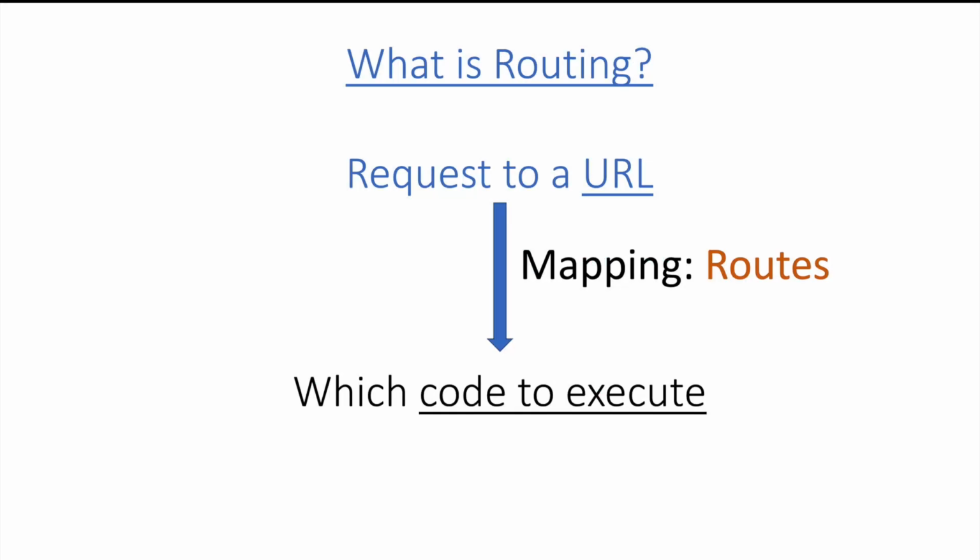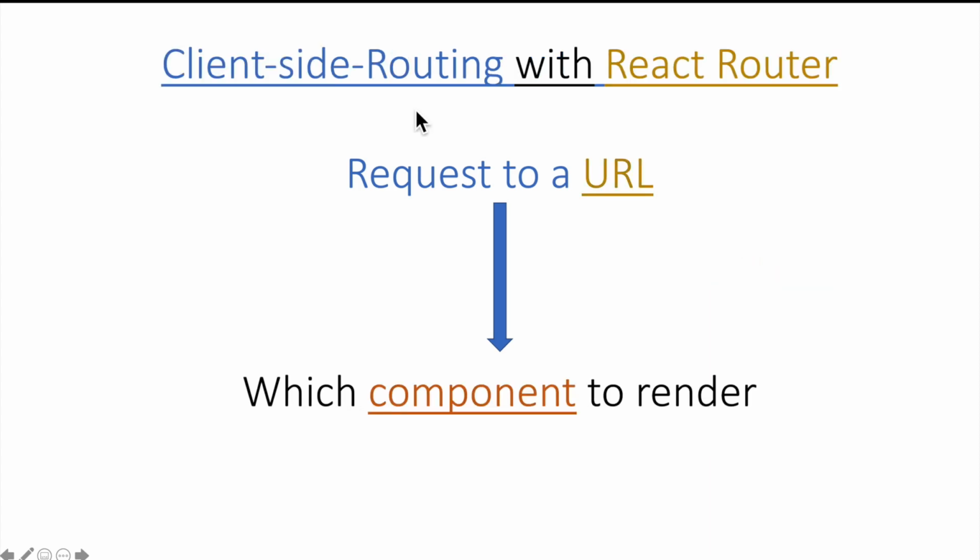So if we come back to our initial starting point where we discussed what routing is, we discussed that when we have a request to a particular URL, if we have routing, we will usually have a mapping as a set of routes. That means those routes will be used to determine which code needs to be executed. So when we do client-side routing with React Router, what that translates to is a request to a URL is mapped via a set of routes to determine which component needs to be rendered.